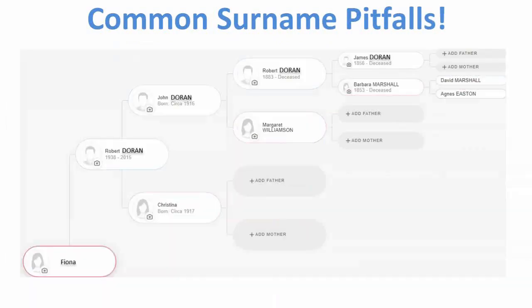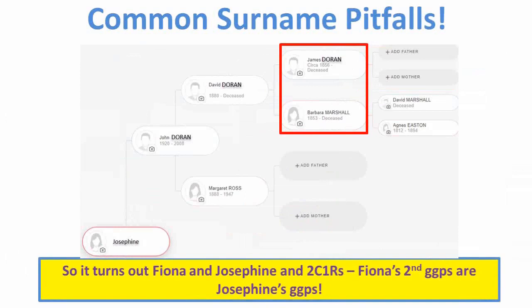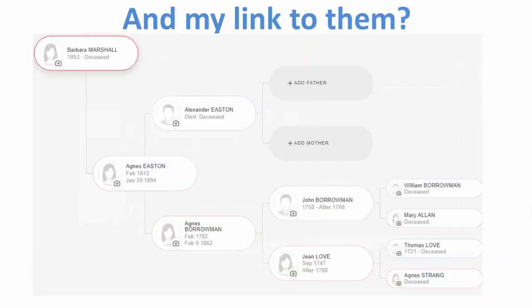Go back to the research, build out the trees. I built Fiona back to a couple named James Doran and Barbara Marshall, her second great-grandparents. And Josephine descends from the same people, James Doran and Barbara Marshall. They're her great-grandparents. So they're second cousins once removed. And the next generation back is David Marshall and Agnes Easton. Now, where have we seen her before? Yep, it's the same one. It's the same Agnes Easton, descended from the same John Borman and Jean Love. And that's my link to them.